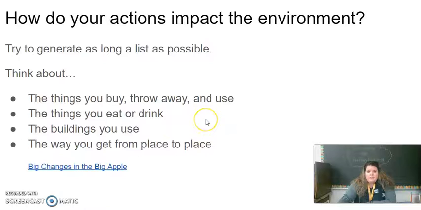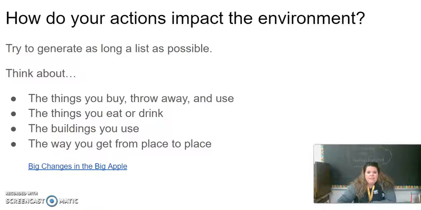Go ahead and pause the video now so that you can make a long list of actions and how they impact your environment. I hope you put a lot of thought into your list. Right now, we're going to watch the video, Big Changes in the Big Apple.